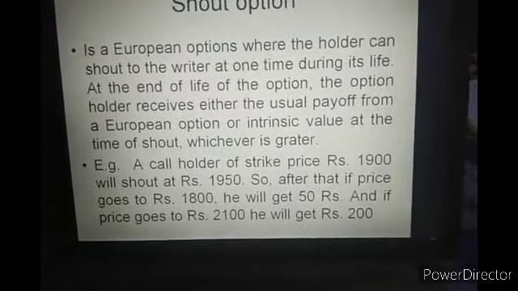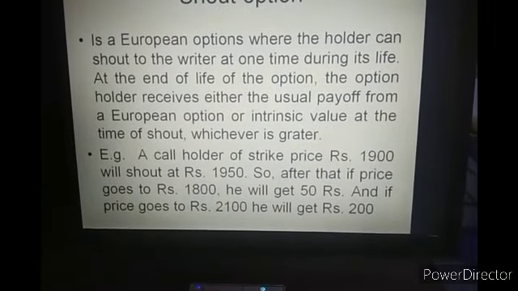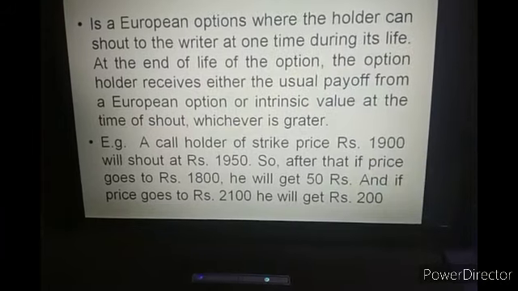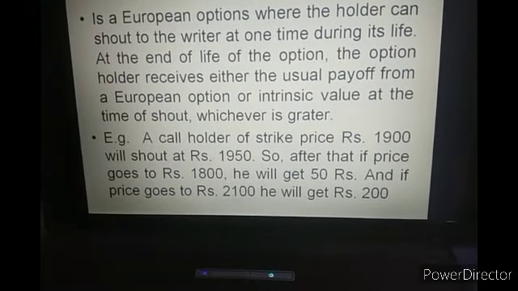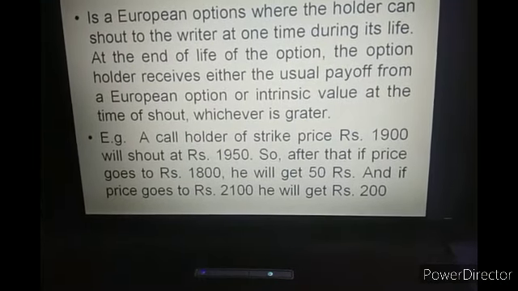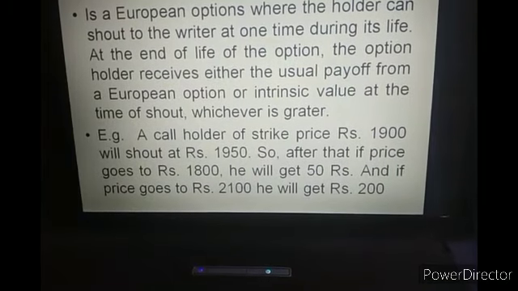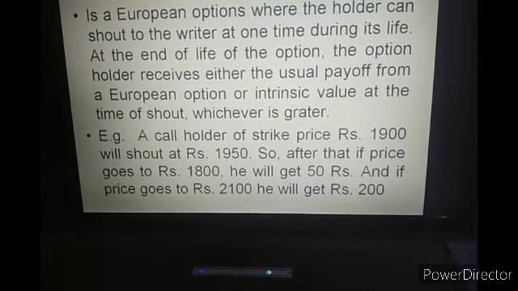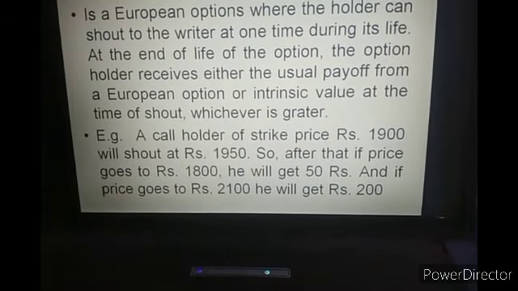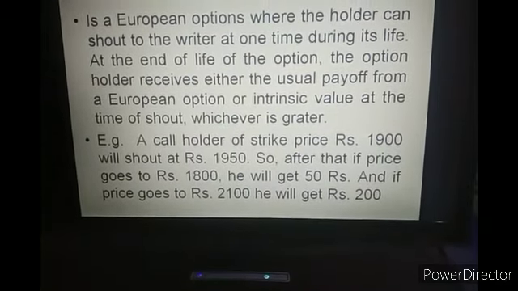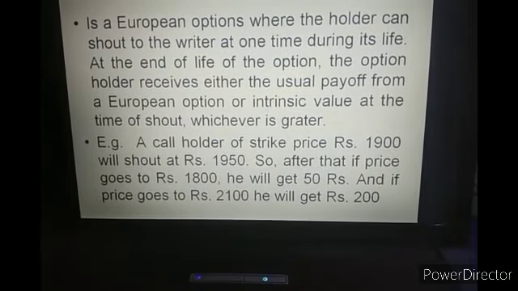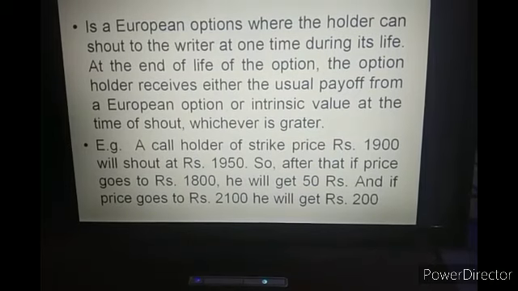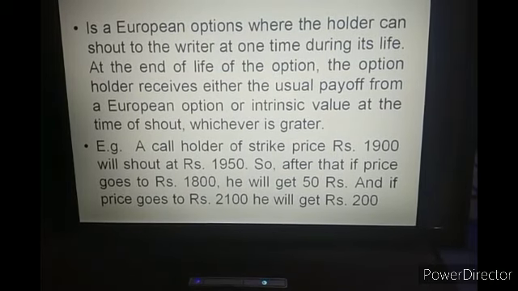Shout option. So here you have to shout, meaning you have to fix the price at one level. So for example, a call holder of strike price 1900 and the price increased to 1950. So the investor shouts at 1950. It means after that, if the price goes to 1800, he will definitely get 50 rupees because he shouted and booked his price. So the difference of 50 rupees, that is 1900 to 1950, he'll get fixed.